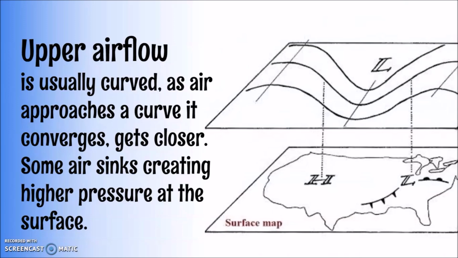The air that's flowing higher up is called upper airflow, and is what controls the path and intensity of the low pressure system. Upper airflow is usually curved, and as air approaches the curve, it converges or gets really close together and tight, kind of like a traffic jam. So some of the air is going to detour and sink down, creating higher pressure. As it sinks, it puts more pressure on the surface on the ground.